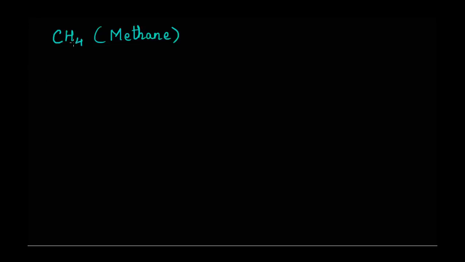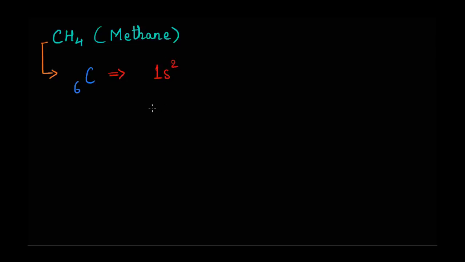To know the molecular geometry of CH4, first let's write the electronic configuration of carbon. First we need to know the atomic number of carbon, which is 6. The first two electrons will go into the 1s orbital.